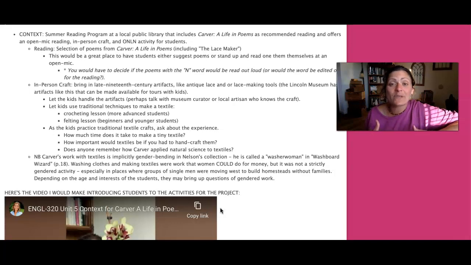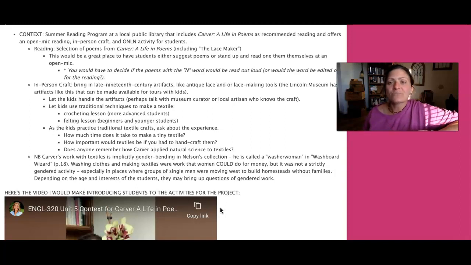But again, if you're doing it at a public library, you may want to navigate this by, say, having an edited version that does not include things like the N-word. Because it's one thing to read that, it's quite another to hear it out loud, especially in the mouth of a child at an open mic.